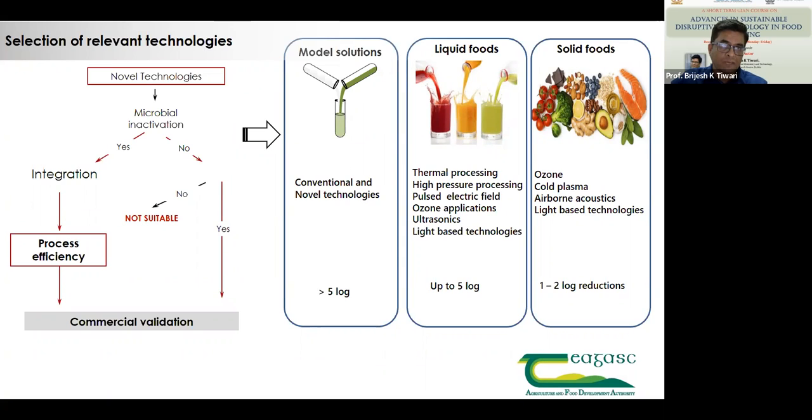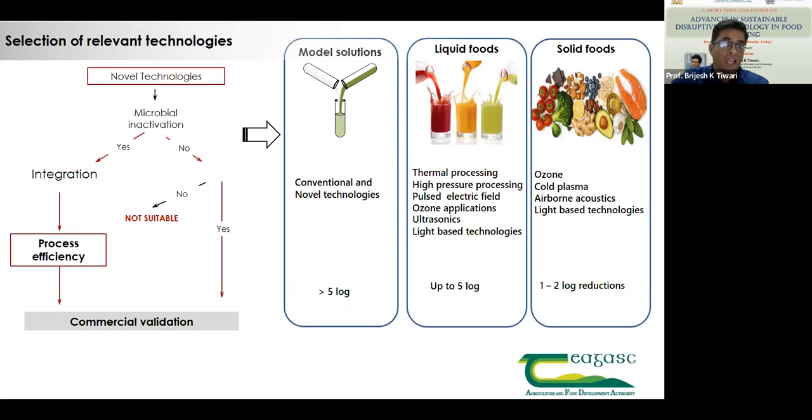And now if you're able to achieve microbial inactivation, then we see whether we are able to integrate into the process line. For example, if you have a fresh produce, tomatoes, and you want to use high pressure processing for inactivation, or you want to use cold plasma for cleaning, washing, surface decontamination of tomatoes, are you able to integrate into the process line? So that is called technology transition, because every process line, every industrial line is different. So it has to be investigated how it can be integrated into the process line.